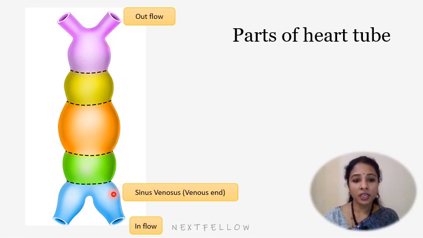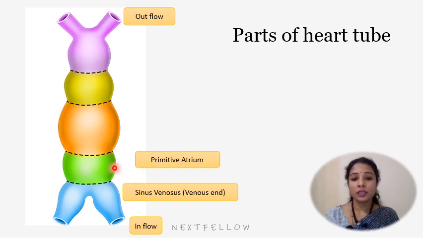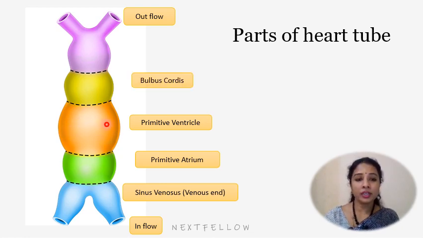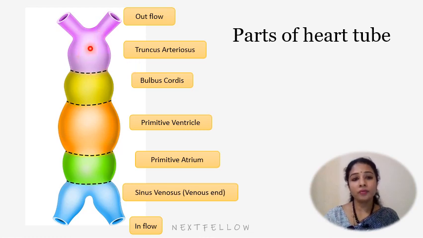If we start from down, the lower unfused part is called the venous end, which is formed by the sinus venosus. This blue colored structure is the sinus venosus. Then the primitive atrium, which is formed by this green colored structure, which is the actual atrium. Then the primitive ventricle, this large orange one, forms the right and left ventricles later. And bulbous cordis. Bulbous cordis terminally forms the truncus arteriosus. So these are the parts of the heart tube.